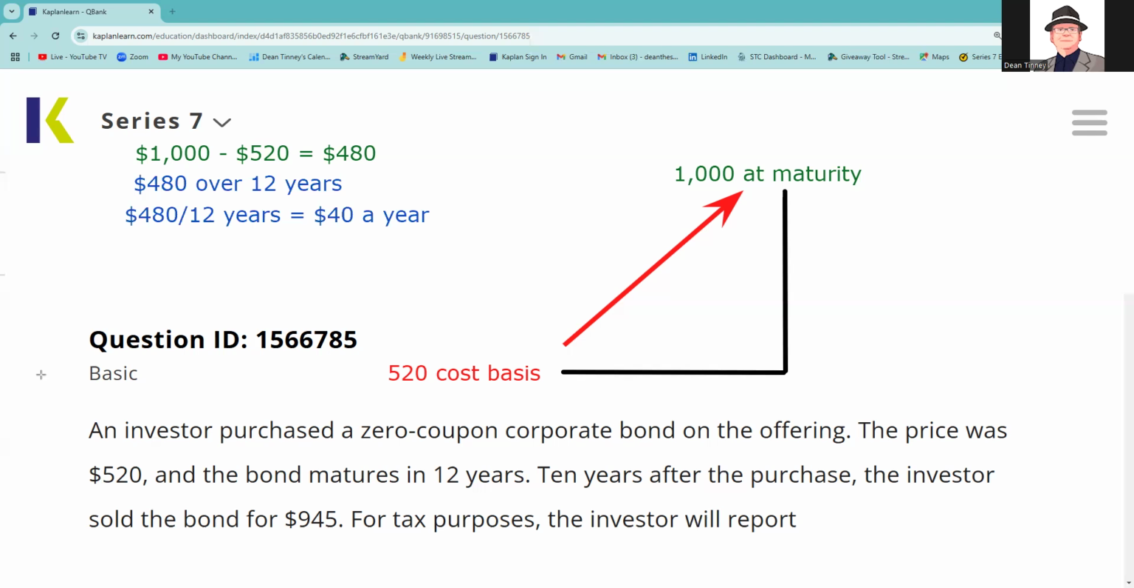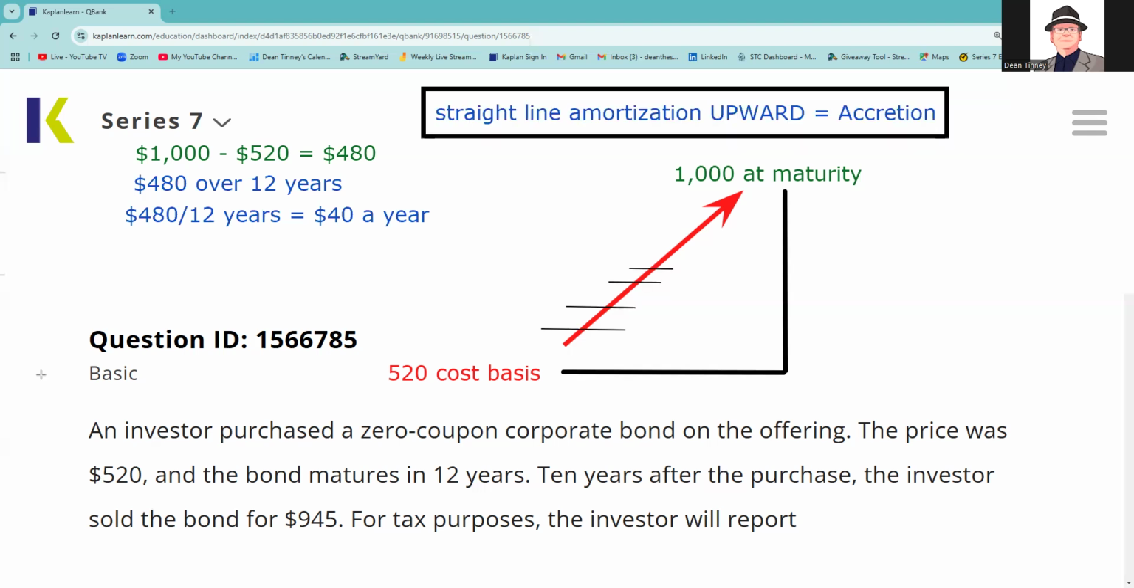Now it says 10 years after the purchase. So what I've got to figure out is what my adjusted cost base is after 10 years, so I can figure out whether 945 is good news or bad news, a gain or loss. So I'm going to do straight line amortization upward. We've talked about that. You're going to be paying taxes on $40 you're not receiving, which kind of sucks, so it's not a good recommendation for somebody in a high tax bracket. Maybe a kid's account or maybe a retirement account, something like that.